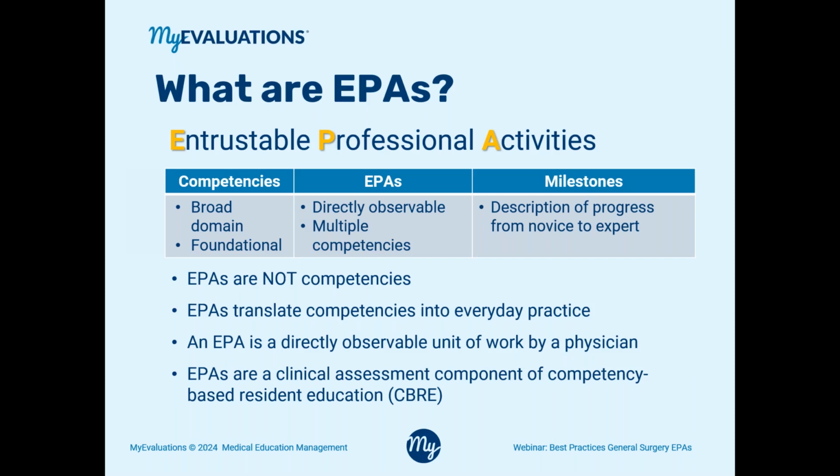An EPA, on the other hand, is a directly observable performance of a task. I like to use the analogy of getting a driver's license is equivalent to an entrustable professional activity. It's observable. I can sit in the car and watch you drive, and I can say, you know the rules of the road. I can entrust you with a motor vehicle to drive that motor vehicle independently.